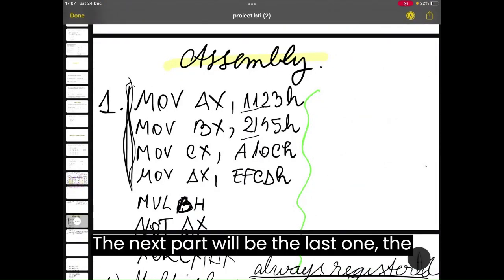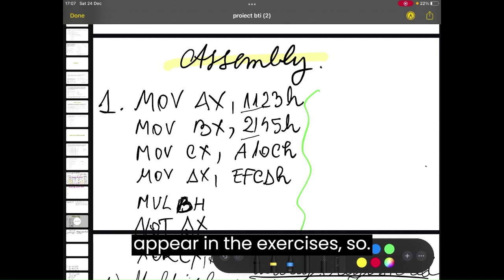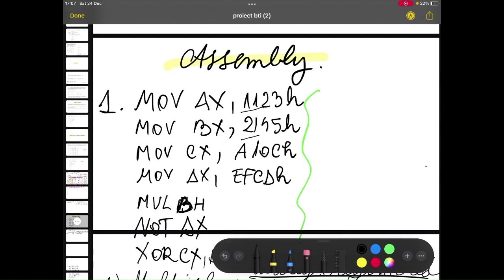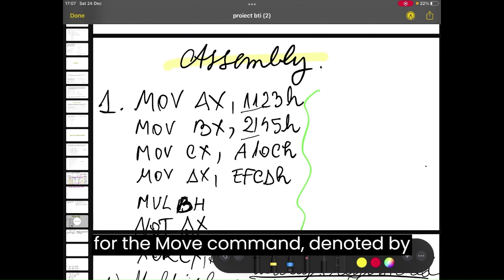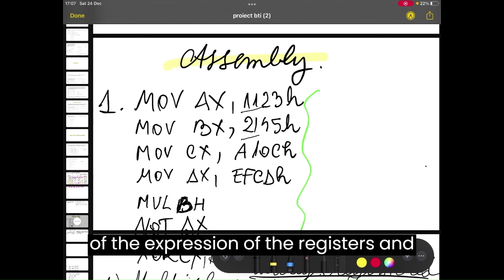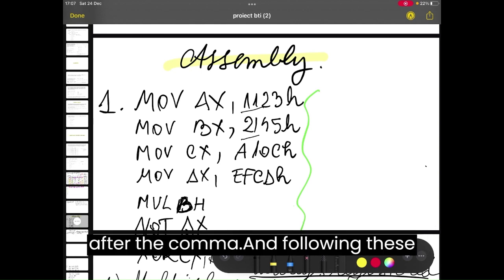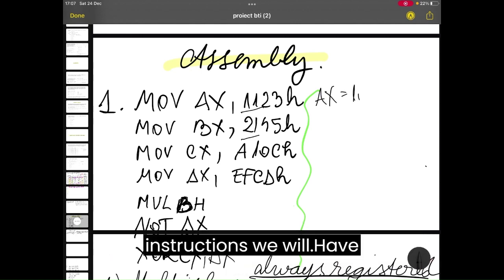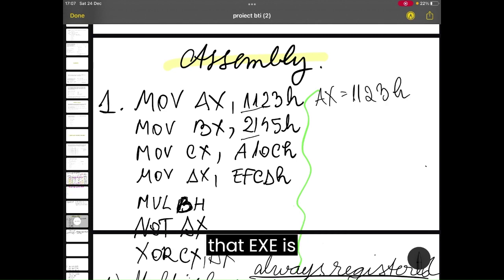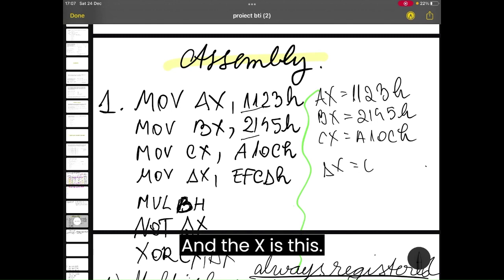The next part will be the last one, the assembly, and I will explain each function as they appear in the exercises. So for the first one, for the move command denoted by MOV, we will rewrite the contents of the left side of the expression of the registers, and we will replace the value inside of them with the argument, the value written after the comma. And following these instructions, we will have that AX is 1123 hex, BX is this. And DX is this.